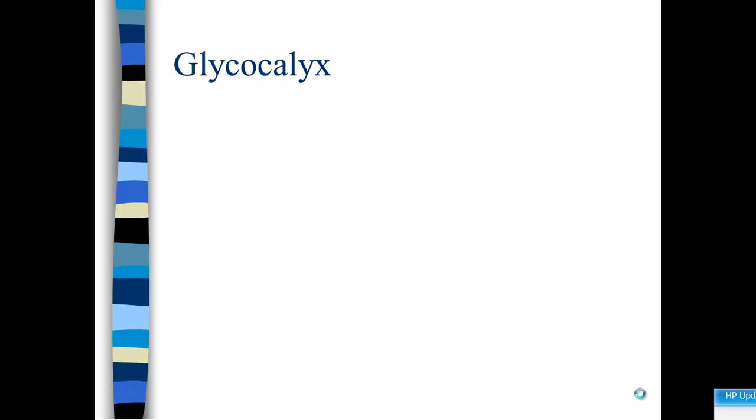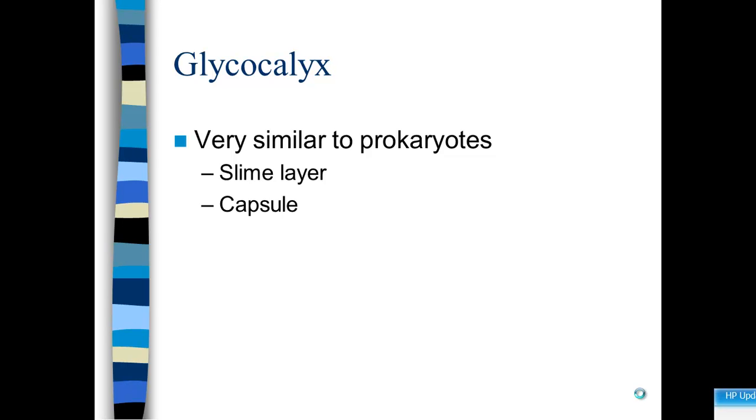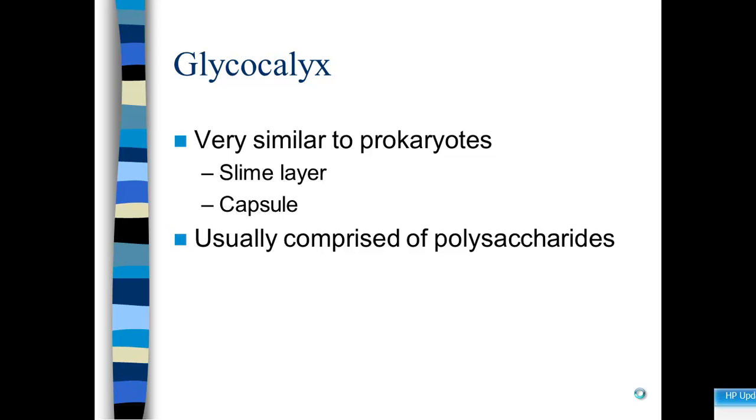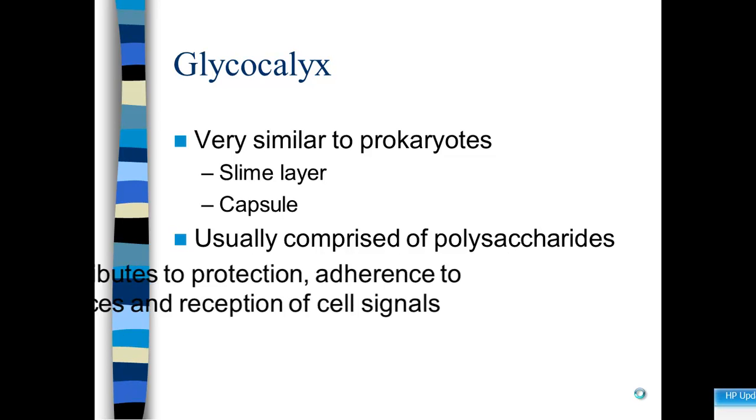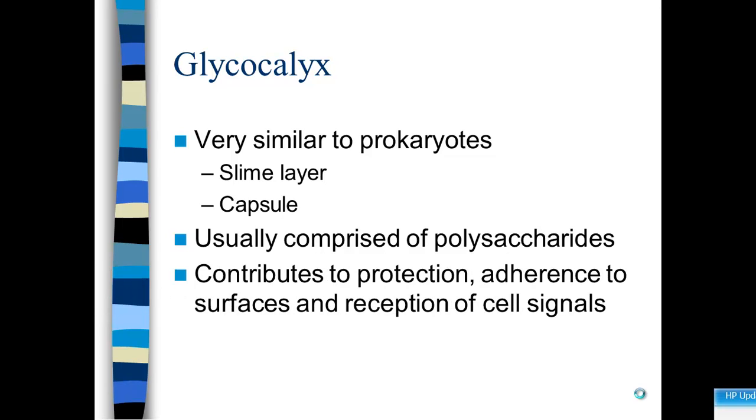Okay. There is a glycocalyx in eukaryotic cells. You can have a slime layer or a capsule just like prokaryotes. This is usually comprised of polysaccharides. This gives a biofilm, and so biofilms give protection. They allow the organisms to adhere to surfaces, and some of the sugars are involved in terms of cell signaling and cell recognition.